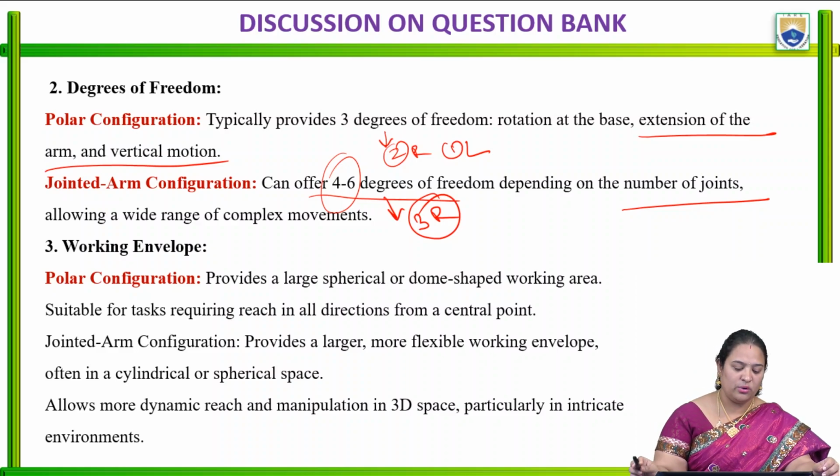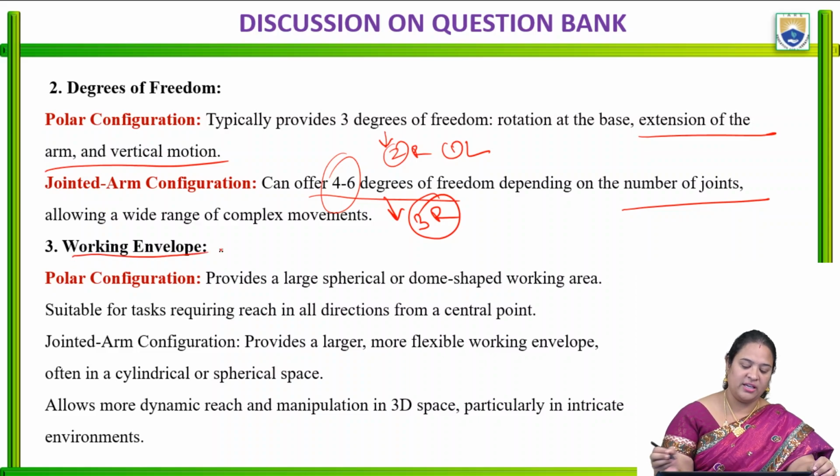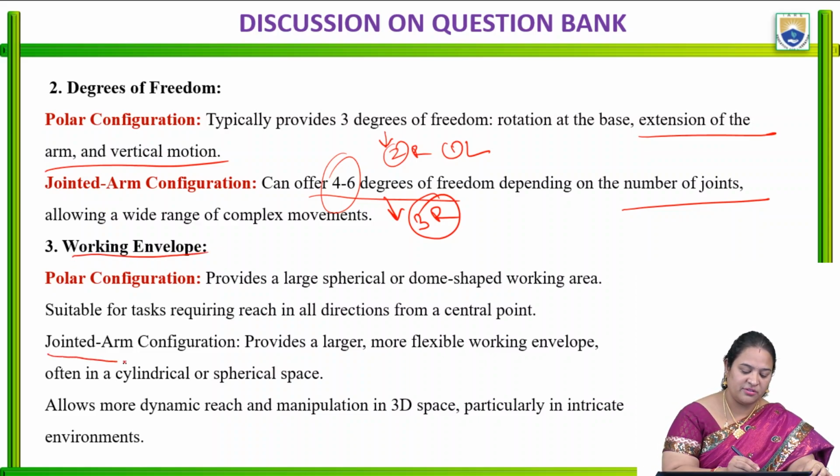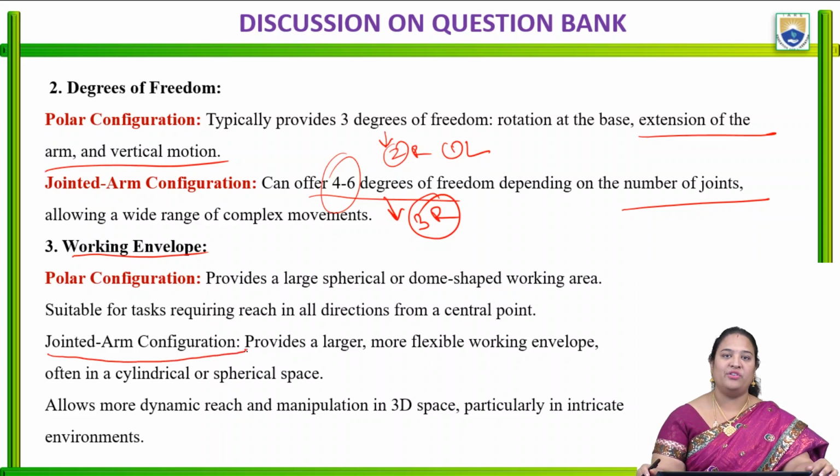Right. Next, moving on to the working envelope and working principle. How does the polar configuration work and how does the jointed arm configuration work? Generally, as I've told you, the polar configuration mainly depends on a spherical or dome-shaped working area. Right? It provides a large spherical or dome-shaped working area which is suitable for tasks that require reach in all directions from a central point.